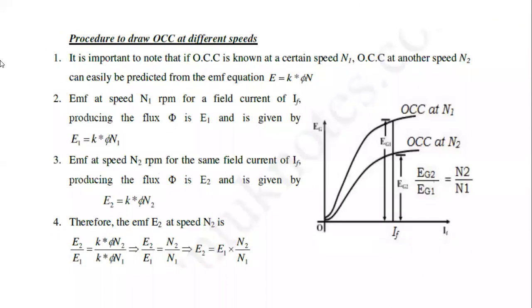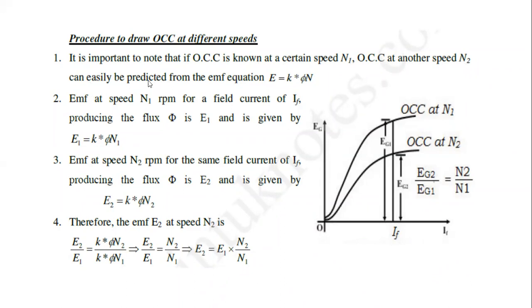Understand the procedure to draw the OCC characteristics. It is important to note that if the OCC is known at a certain speed N1, the OCC at another speed N2 can be found. We draw two OCC characteristics at different speeds, N1 and N2. This is the N1 OCC graph and this is the N2 OCC graph.